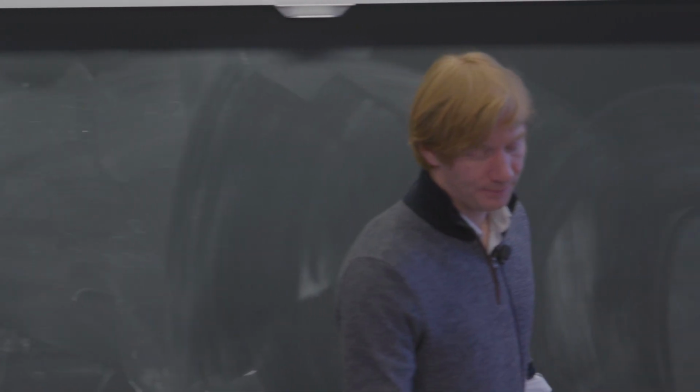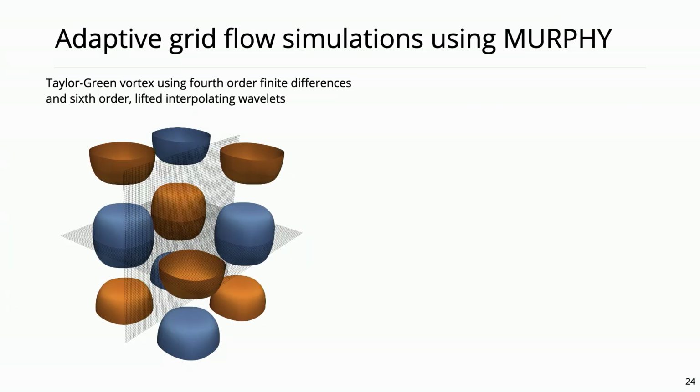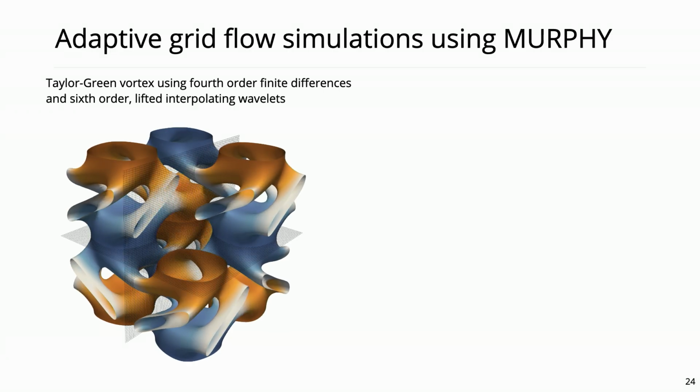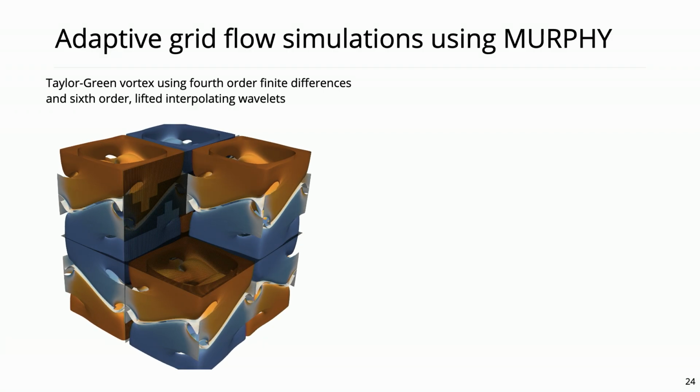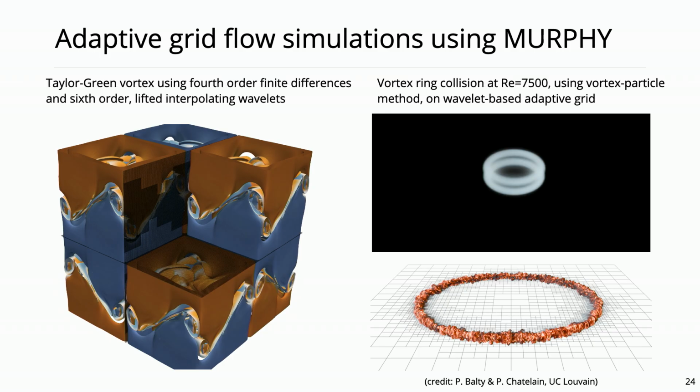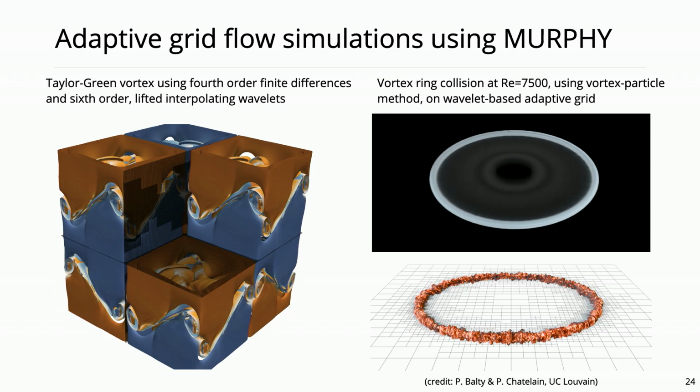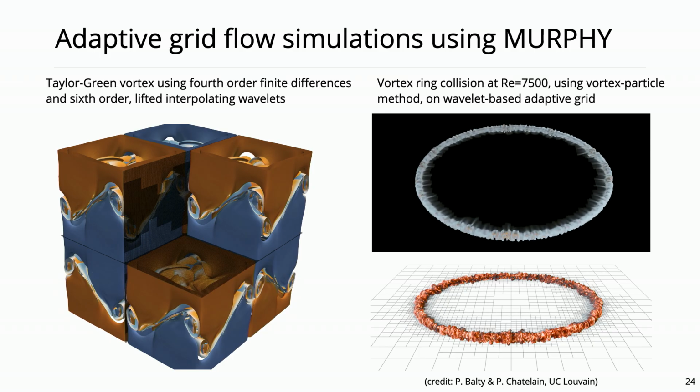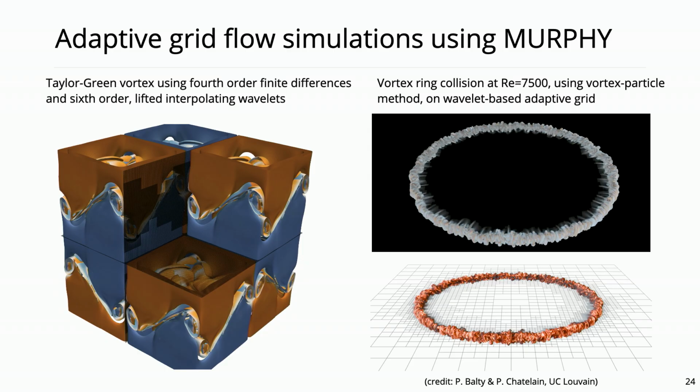So with that, we can do some adaptive grid simulations. Here's a standard benchmark, a Taylor-Green vortex at Reynolds number 1000, where the grid is adapting to the fine features. And our collaborators in Belgium, who've taken our framework and put a vortex particle method on top of it, have recently simulated vortex ring collisions at Reynolds number 7000, where the adaptivity is all handled by our framework. And these simulations were done on up to 8,000 cores.